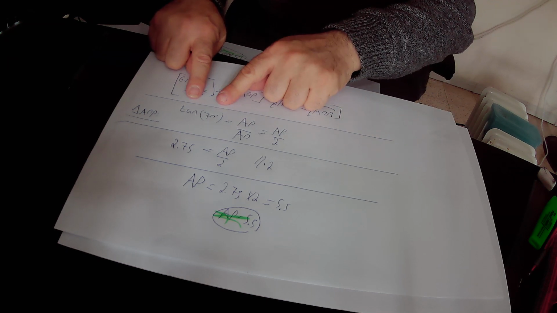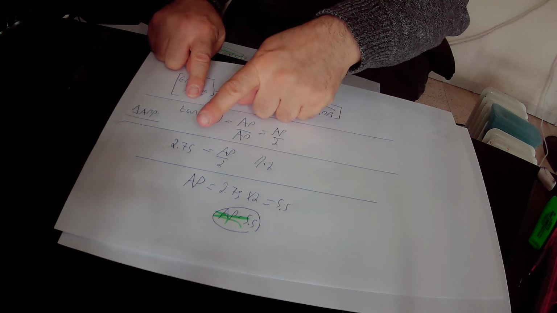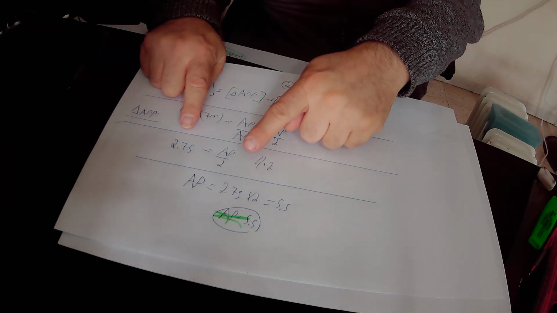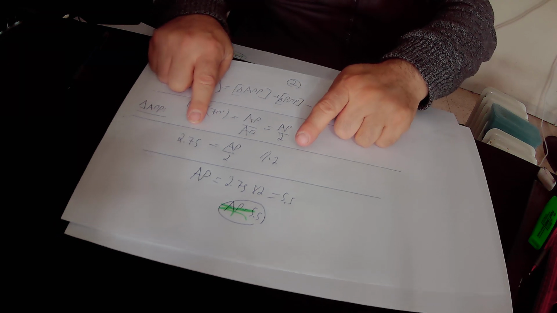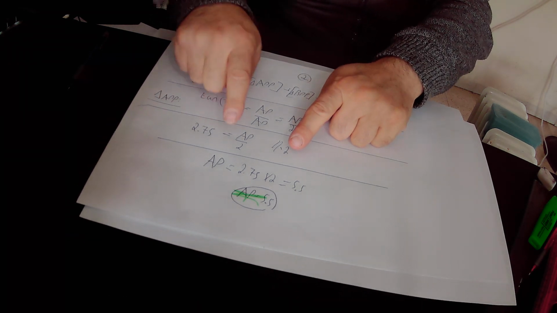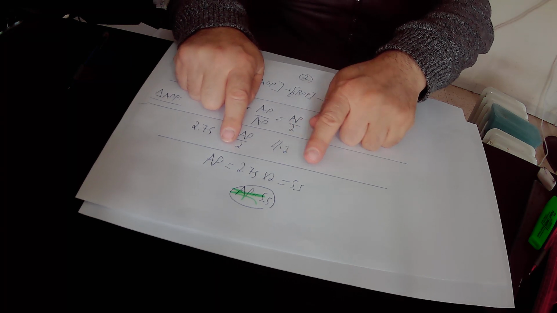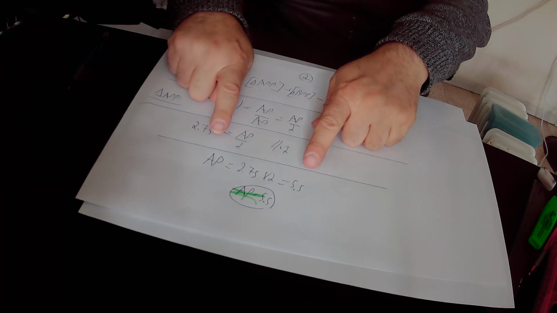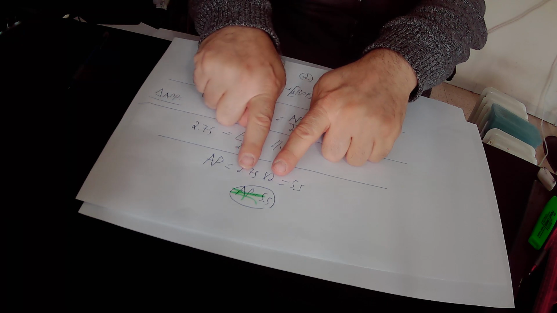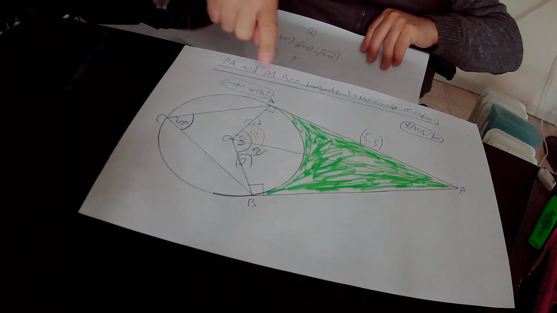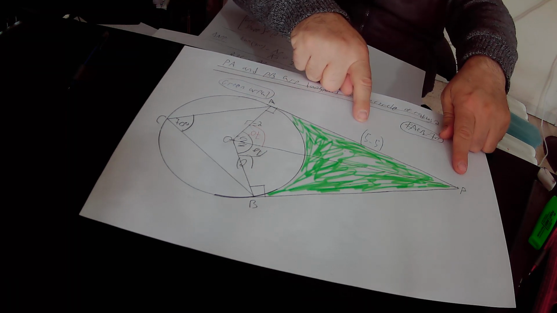Tangent 70 degrees is 2.75. So 2.75 equals AP over 2. We multiply this equation by 2 and find that AP equals 2.75 times 2. 2.75 times 2 is 5.5. So in conclusion, the length of side AP is 5.5 units.